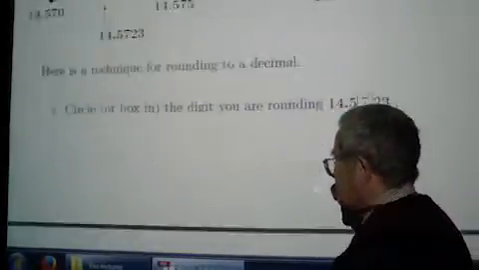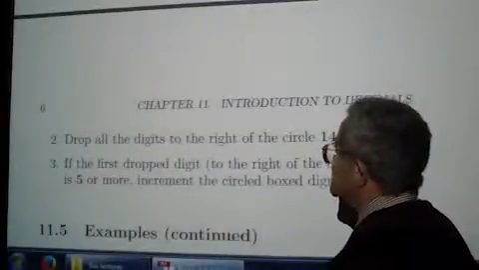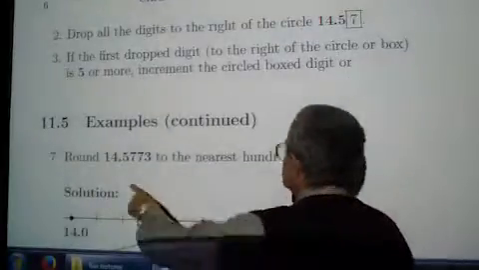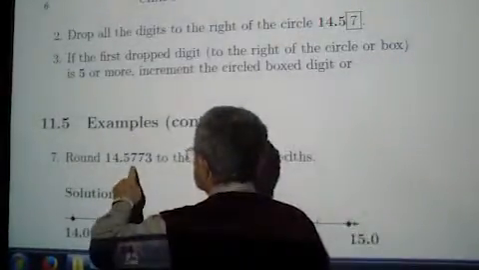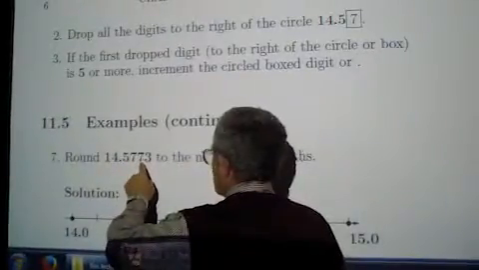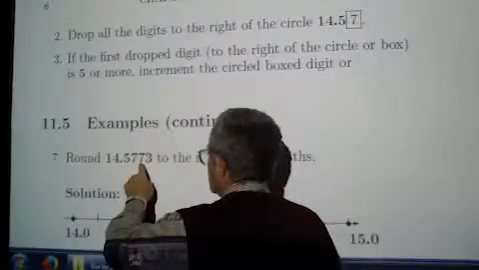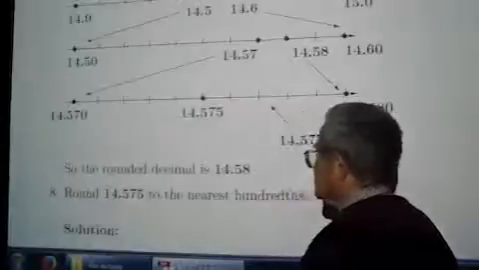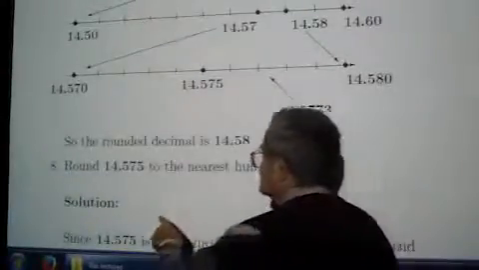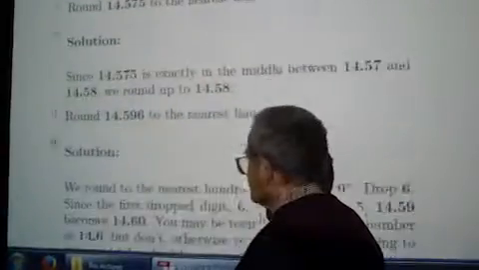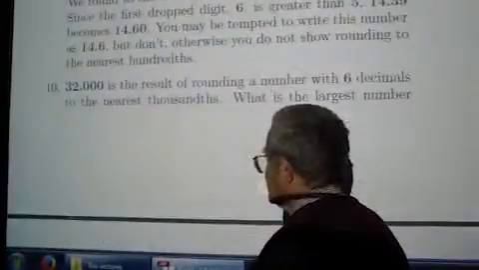Here's the technique. I just told you the technique. You circle like we had done before. You drop all the digits, and so on. Other examples: round this number to the nearest hundredths, circle the 7, drop the others. The first digit dropped is 5 or more, so the 7 gets bumped up to an 8. Round to the nearest hundredths. This is exactly in the middle. You go up to an 8.